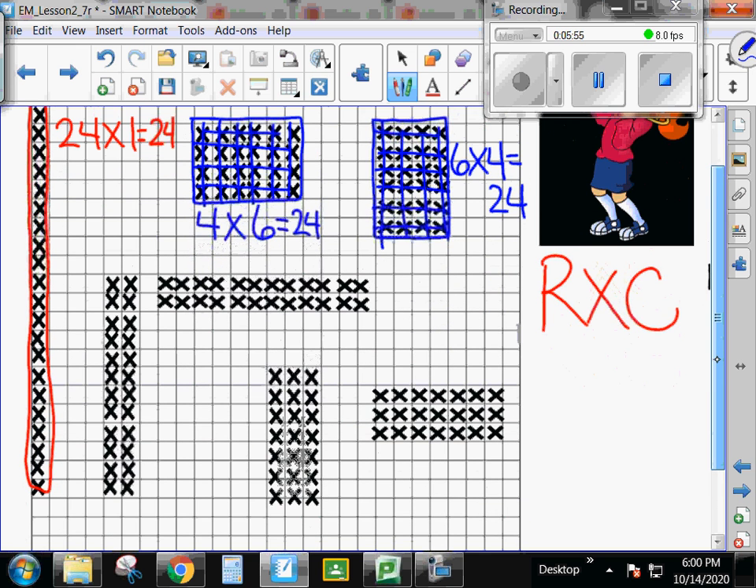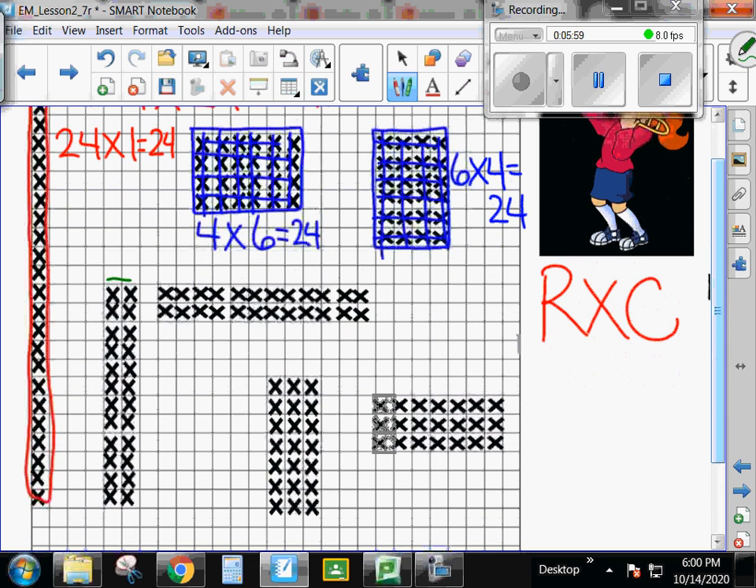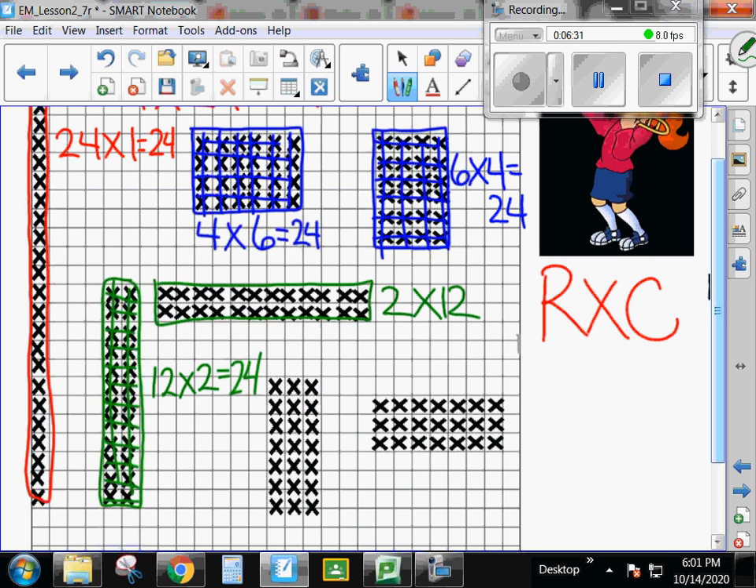All right, let's look at another one that I have. All right, let's look at this one. This one I have 1, 2, 3, 4, 5, 6, 7, 8, 9, 10, 11, 12 rows. And how many columns do I have? 2 columns. 12 times 2 equals my 24 trombone players. And in this one, I have 2 rows. And guess how many columns I have? 12, right? 12 times 2 is 24, and 2 times 12 is 24.